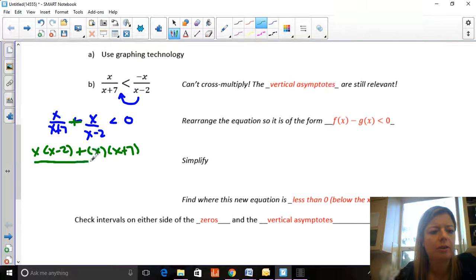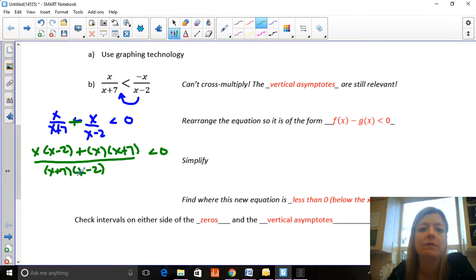And they're all over the common denominator of x plus 7 and x minus 2. You don't want to actually FOIL the denominator. You want to leave it like that because that shows us our vertical asymptotes. So leave it in that form. But you do want to expand and collect like terms on the top because there's still this addition.